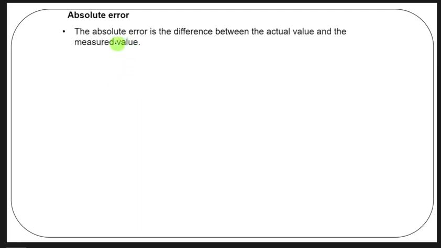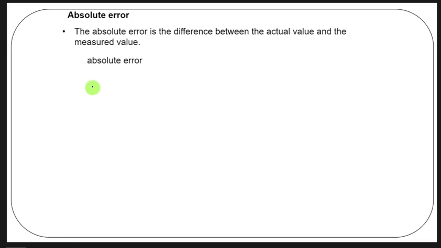So let's look at what we call absolute error. We already talked about absolute error. The absolute error is the difference between the actual value and the measured value. So absolute error can also be represented in another form, where we are saying the difference between the actual value and the measured value.